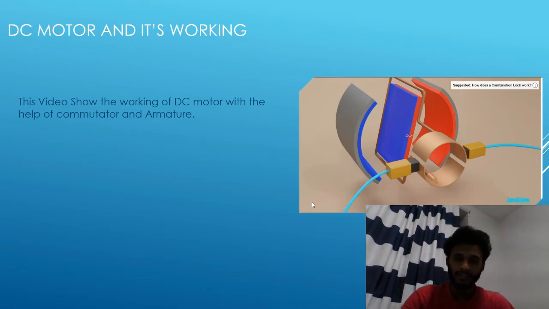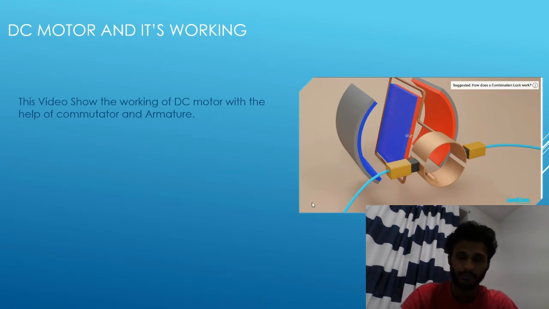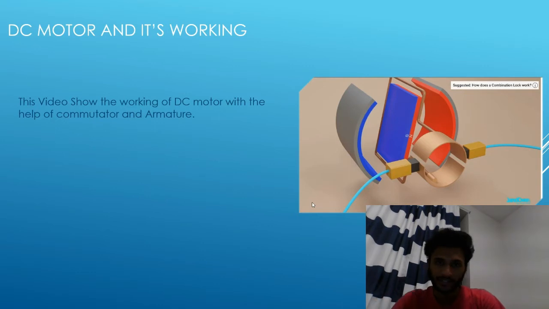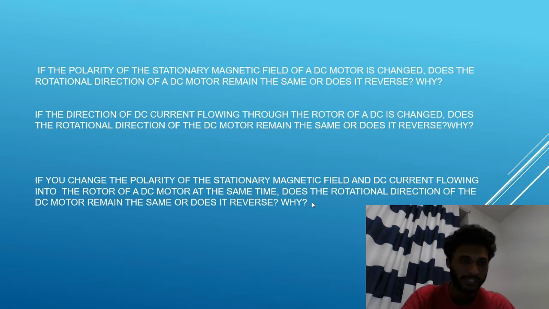About the DC motor: a DC motor is an electromechanical equipment which converts electrical energy to mechanical energy. Now coming forward to some of the questions related to the DC motor.